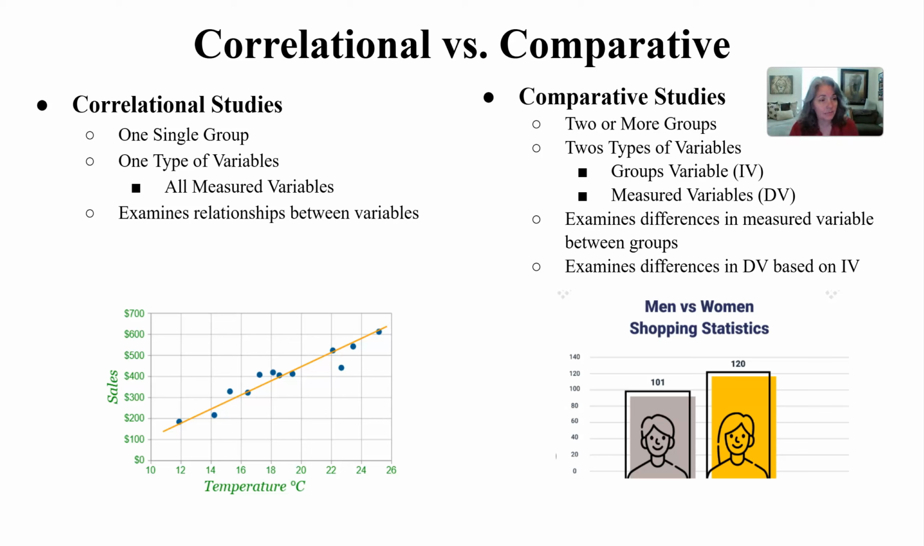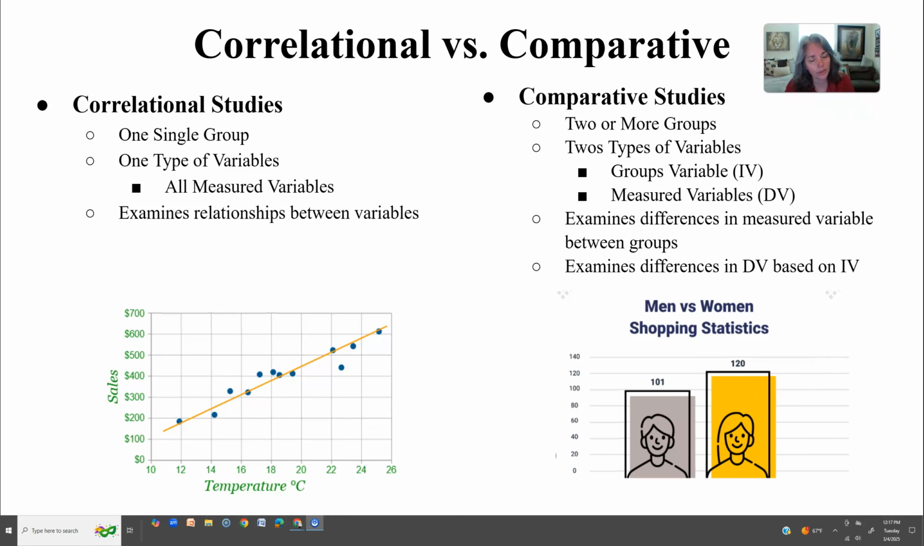For the purposes of this class, we focus on studies that are related to psychological variables because it's predominantly a psychology class. It could be something related to sociology, or it could be something related to communications or business as well. But most of the time, you're going to choose something related to psychology.